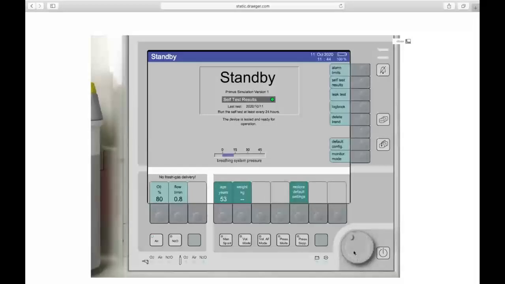The next parameter to set is the patient weight. For simplicity, let's say our patient weight is exactly 70 kg.